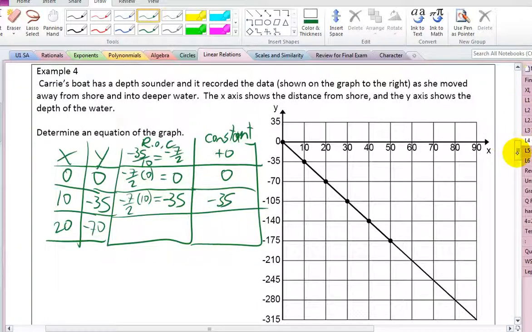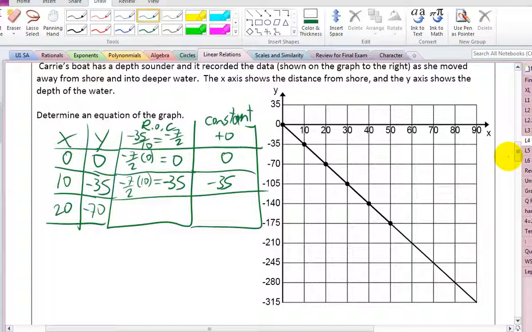This is a special one, isn't it? So y equals negative 7 over 2 times x plus 0. Does plus 0 change anything? Nope, so we don't want to write that. Okay. We call this one direct variation because x and y directly affect each other. So this is another example of a weird one.